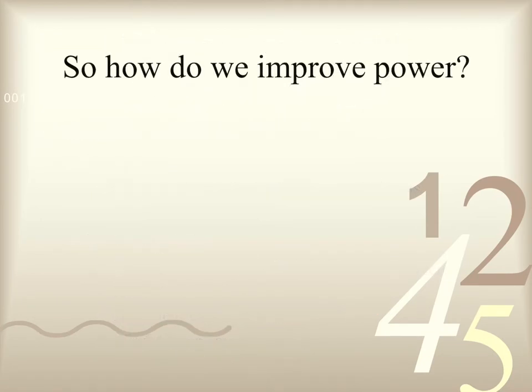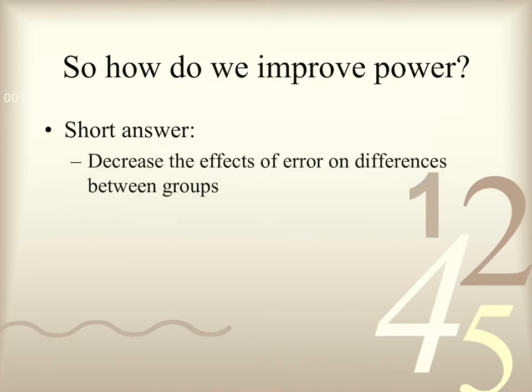Okay, so if these are the issues, how do we improve power? Well, the short answer is that we want to decrease the effects of error on the differences between groups. Remember, error includes all of those things that make each person in each group a little bit different from one another. So when we form our groups, one group may just happen to have a couple of people who have had more schooling in their life, or a couple of people in the other group who are taller, or who had parents who read to them more often, or who had more experiences outdoors as children.